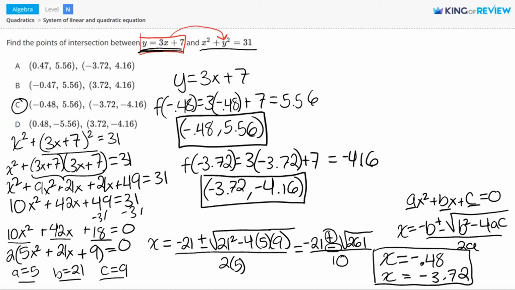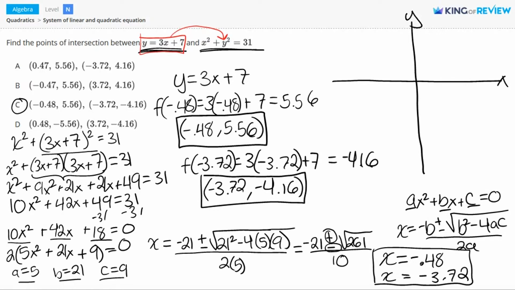You could also enter both of these equations into your graphing calculator and plot the two graphs and then see where they intersect. I'm going to plot a rough drawing of each of these graphs here so that you can see what it looks like. So I have a coordinate plane here. Let's look at our first equation, y equals 3x plus 7. We know that this is a line because it's in slope-intercept form. Slope-intercept form is y equals mx plus b, where m is the slope and b is the y-intercept. So let's plot this line.